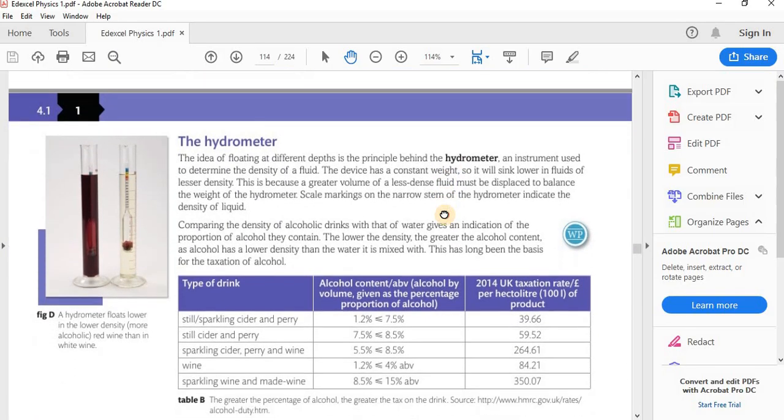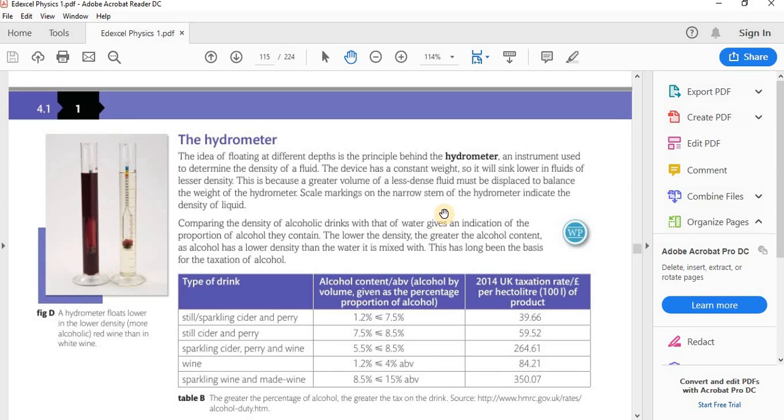Then we have an instrument called the hydrometer. The hydrometer can be used to measure density, the density of liquids. A hydrometer floats lower in a liquid of lower density, for example more alcoholic red wine than white wine. Now if the density of the liquid is more, the upthrust will be less on the object.